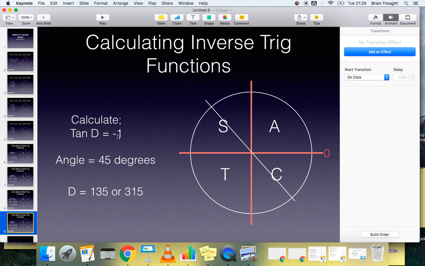Tan d is equal to minus 1. So I get the inverse tan of 1, that gives me 45 degrees. I pick out where tan is negative in those two quadrants. So that means that angle is 45 degrees, that angle is 45 degrees. And then what I want to do is measure from there over to there, that's 135, and from there all the way around to there, 315.